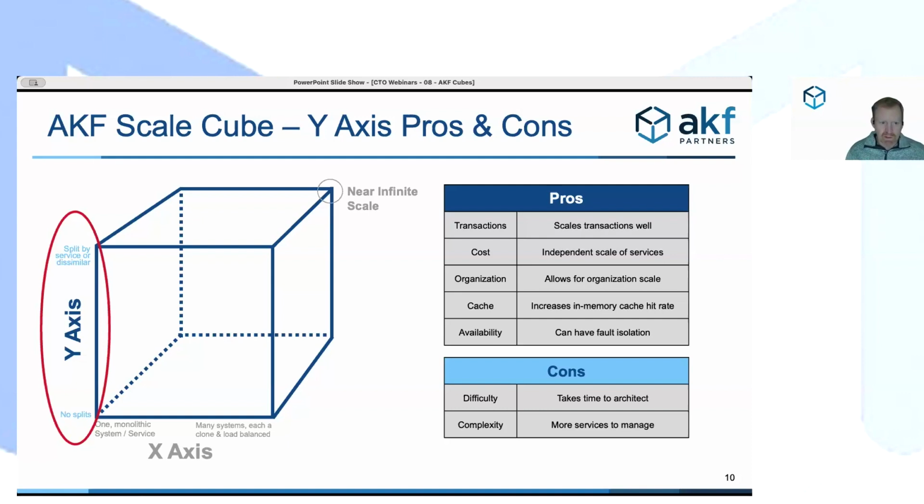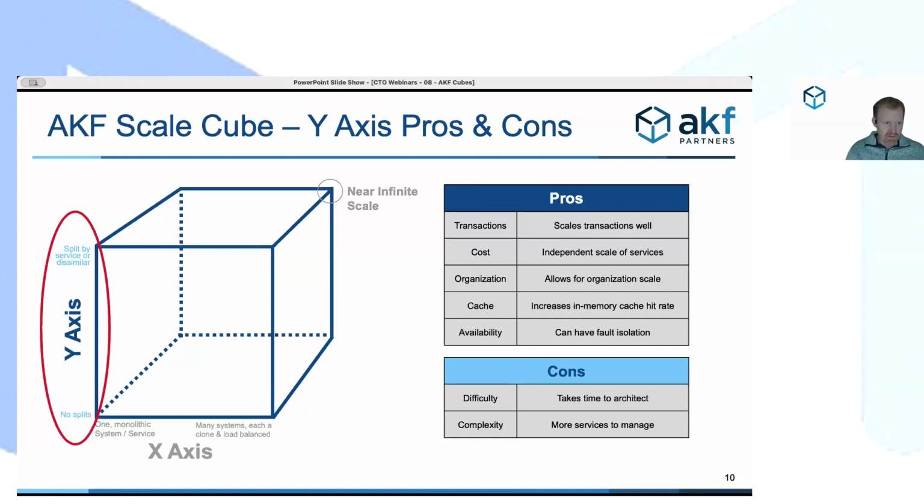This is also the only one that allows the organization to scale. Otherwise, as we talked about before, too many people in the same code base, you start slowing over time if the code is not well structured. This does improve the in-memory cache hit rate, and it also improves availability because you can have that fault isolation.